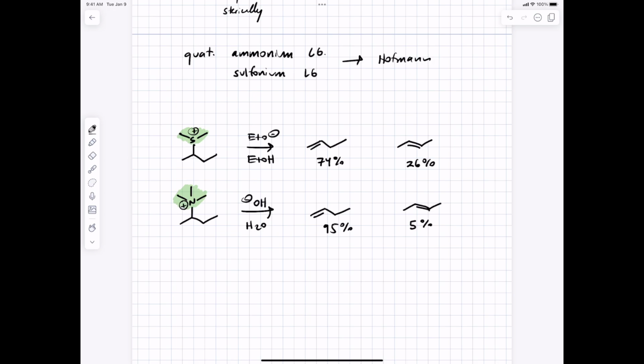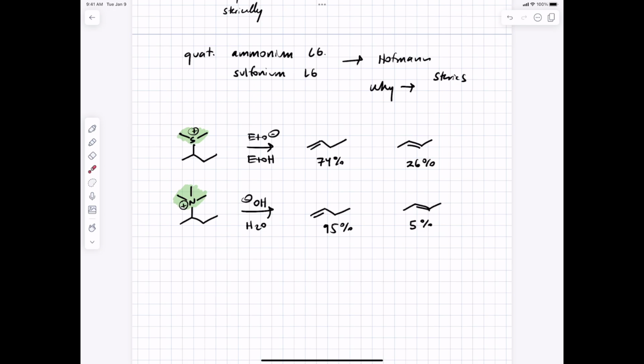Yep, so sterics is a big thing. It's a bigger leaving group, and so the base will be biased towards the less hindered carbon, less hindered beta proton, simply to get away from the leaving group, which is very large. So yeah, reason 1 is because of sterics. And sulfur is also quite large. It's not tetrasubstituted like the nitrogen is, but it's also quite large.